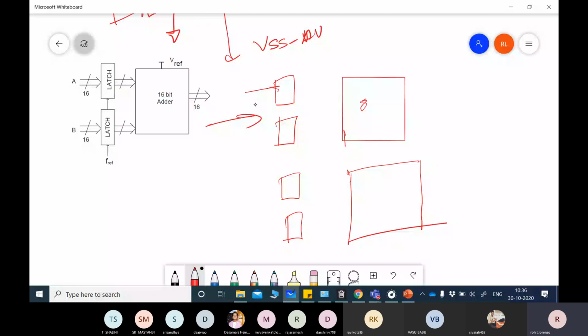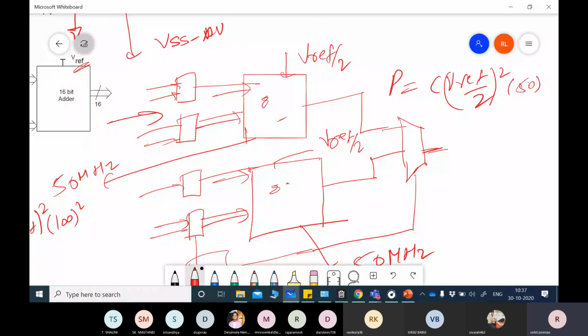But if you see the second block separately, this will compute something like P is equal to C (V reference by 2) square and F also 50. So if you compare and calculate this, the power dissipation in this case will be more. But if you compute separately, because at one time one will go, so it will compute separately, the power dissipation will reduce in this case. And because of this parallel processing, this system will also be faster.